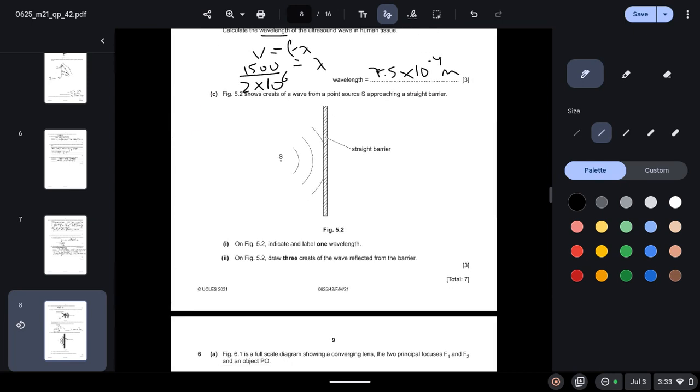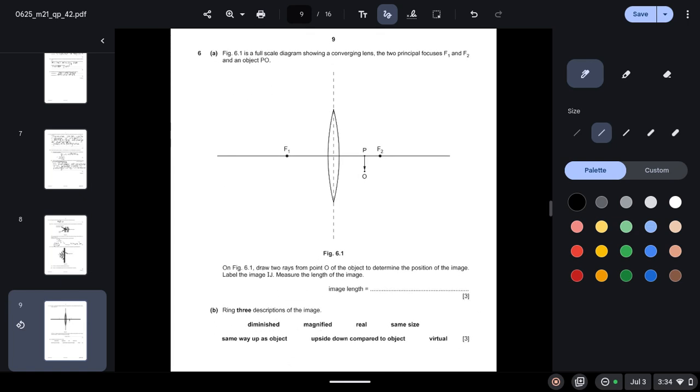Figure 5.2 shows crests of a wave from a point source S approaching a straight barrier. On figure 5.2, indicate and label one wavelength. So one wavelength is the distance between two waves. So this is one wavelength. On figure 5.2, draw three crests of the reflected wave from the barrier. So when the waves reflect, it will be something like this. So you just have to make sure that the wavelength of the reflected waves is of the same length. That is one important factor.